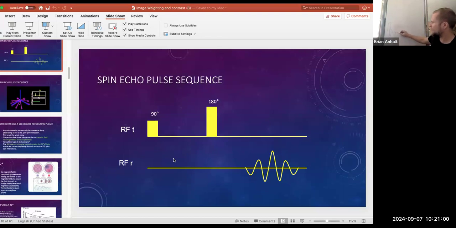We wait a certain amount of time. We transmit a 180-degree refocusing pulse. The 180-degree refocusing pulse takes the protons and flips them 180 degrees through the transverse plane so that now the slower ones are ahead of the faster ones. And then we wait longer, we wait enough time, and they finally catch up with each other at exactly double the time between the 90 and the 180. We get the center of the echo, also known as the TE.